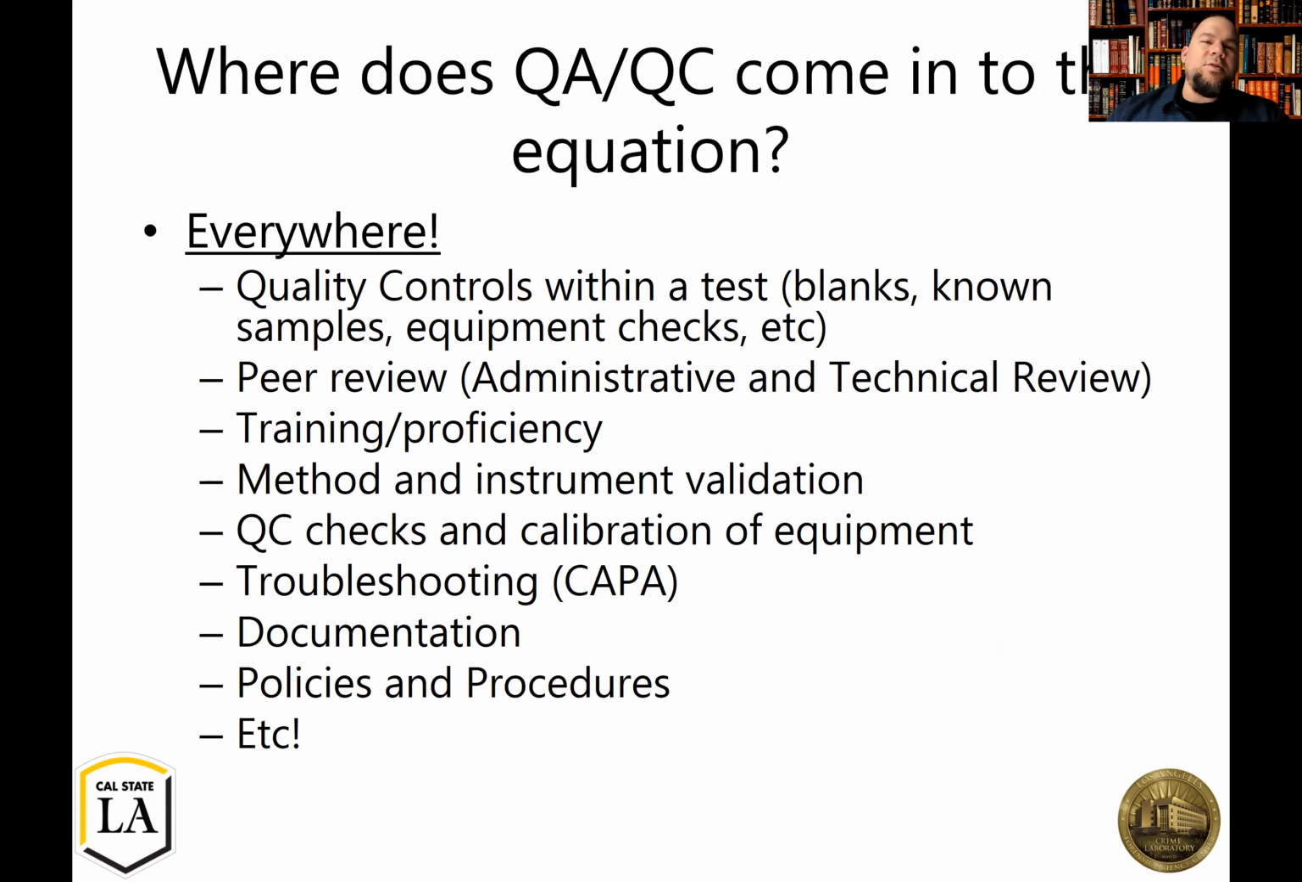So let's get into quality assurance and quality control. QA/QC, you've heard it before. Where does that come into this equation? Actually, everywhere, right? Quality control blanks, sample and equipment checks, all these things. Peer review is required, making sure other people are checking your work. That's a big deal. Training and proficiency, we've talked about that, and Danny went over some of those things in last week's class. Another big thing Danny does is the method validations and instrument validations.